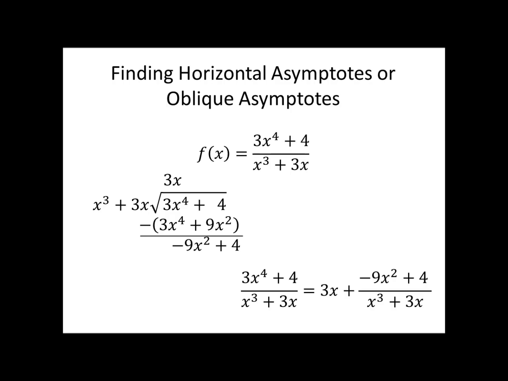Again, I'm stopping because the power of minus 9x squared is lower than x cubed, so I've got a proper fraction. Well, I basically throw that proper fraction away, and my asymptote, which is oblique now, is the 3x. Y equals 3x is a straight line at an angle. It's got a slope of 3 after all. That is my oblique asymptote for this rational function.